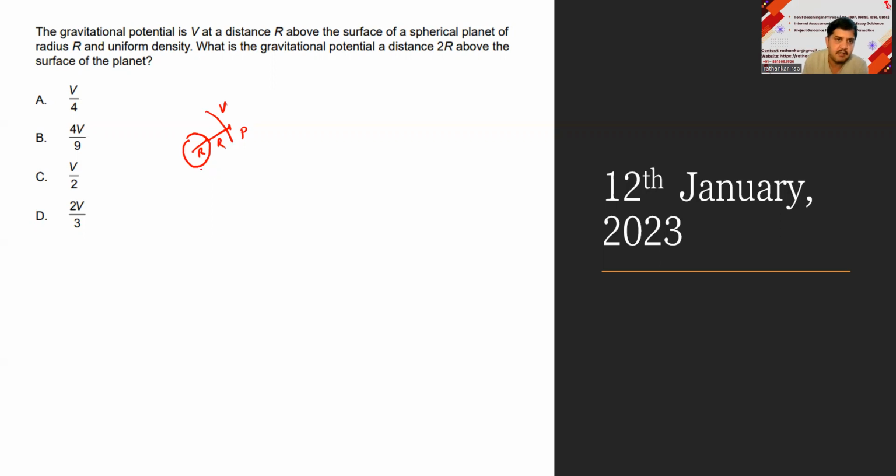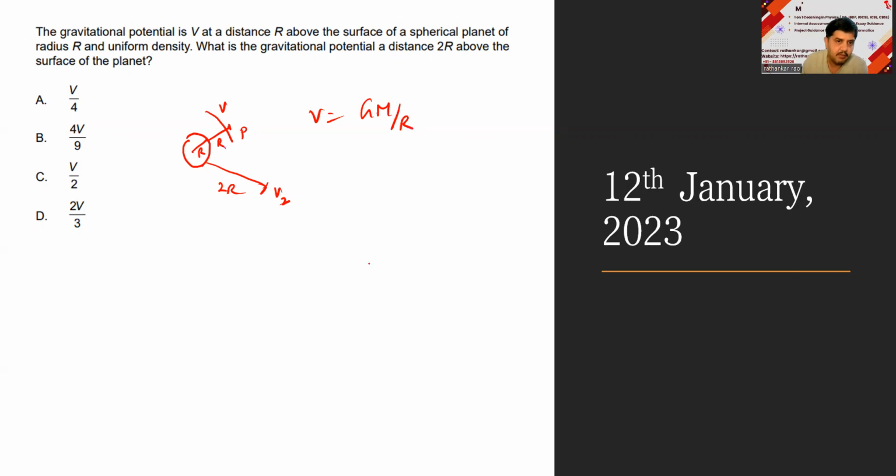Now this is r. From the surface of the planet, 2r should be this much larger. What is the potential at this point? Let me call this V2. I want to find it out. The potential at the surface of the Earth is given by GM divided by r.